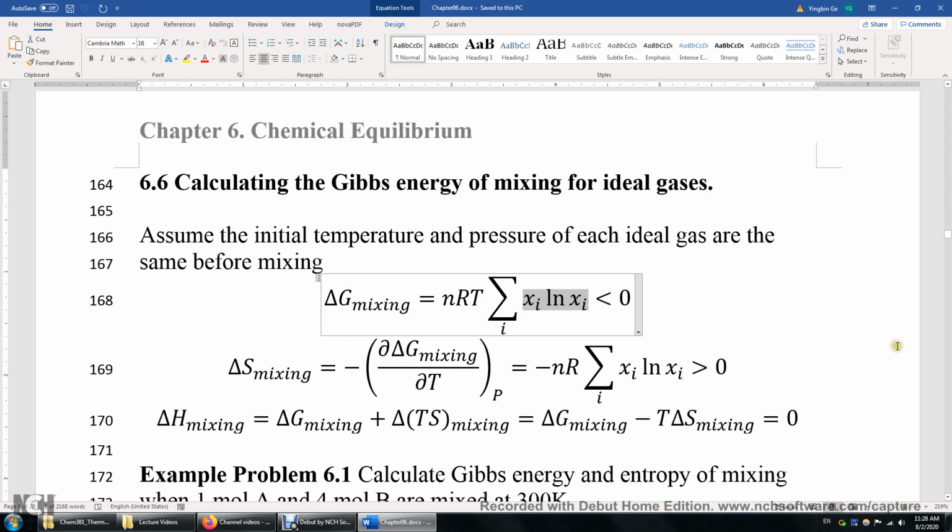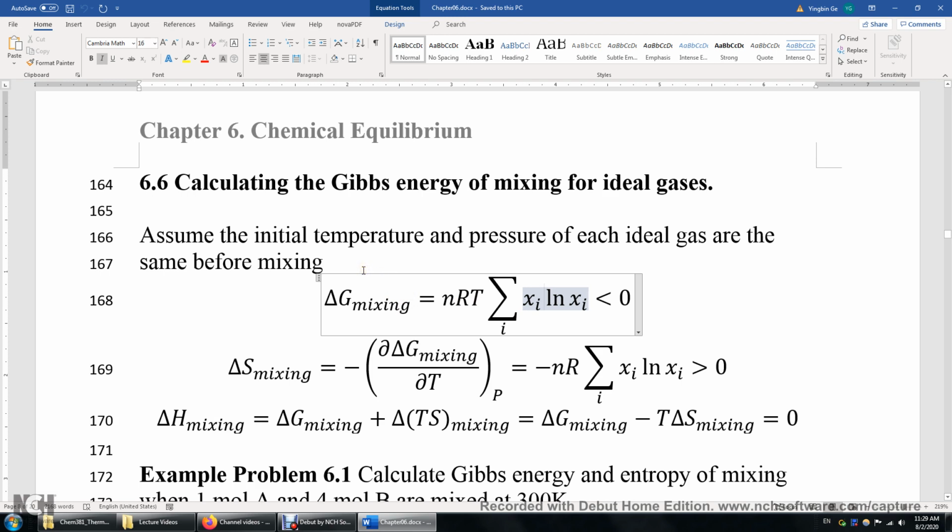So if you have three gases, their number of moles are, let's say, 2, 3, and 5. And then the mole fractions are 0.2, 0.3, and 0.5. You simply plug in these numbers and get the sum. It's going to be a negative number. And then multiply by nRT. N is 10 moles. That's the total number of moles, 2 plus 3 plus 5, that's 10 moles, times R times T. You get this Gibbs energy of mixing. It's negative because mixing is spontaneous under this constant temperature and pressure condition.